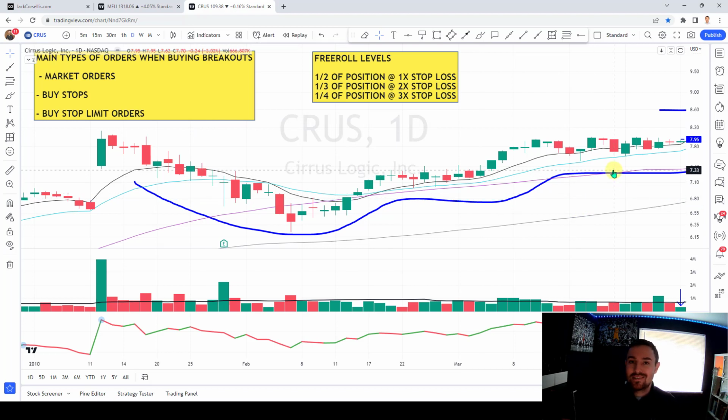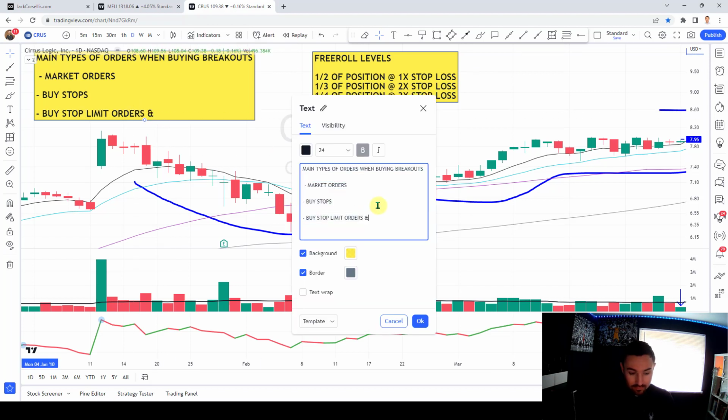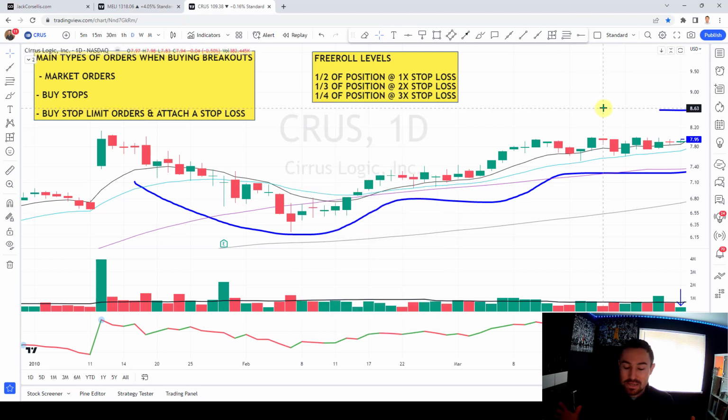If you've read Stan Weinstein's book, he talks about buy stop limit orders. When Nicolas Darvas, I'm sure many of you read that book, How I Made $2 Million in the Stock Market, when he was gallivanting all over the world, and he was using telegrams, I think it was telegrams, to communicate with his broker, what orders was he using? He was using buy stop limit orders and attaching a stop loss. So what I should actually write here is buy stop limit orders and attach a stop loss. This is how I buy 99% of my trades. It is buy stop limit orders and I am attaching a stop loss to it.